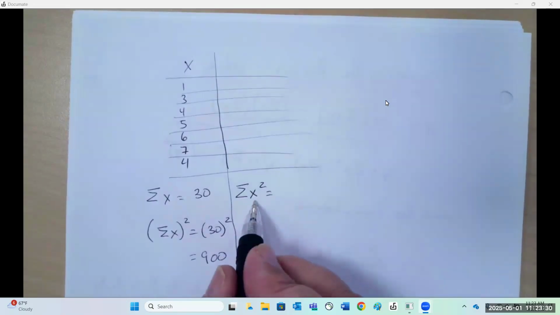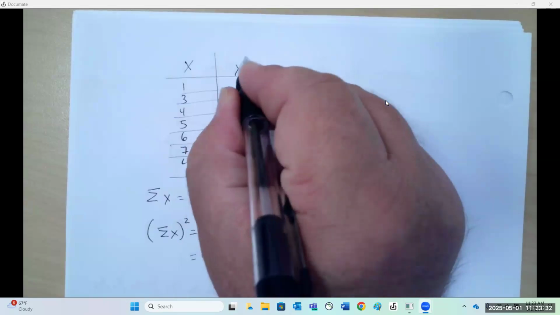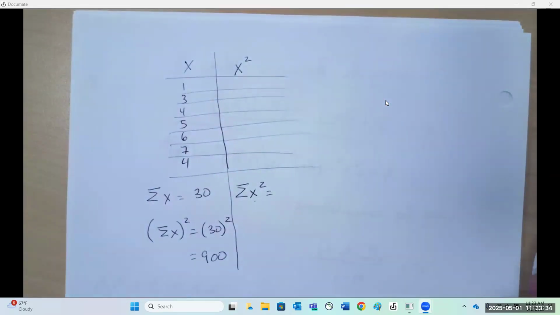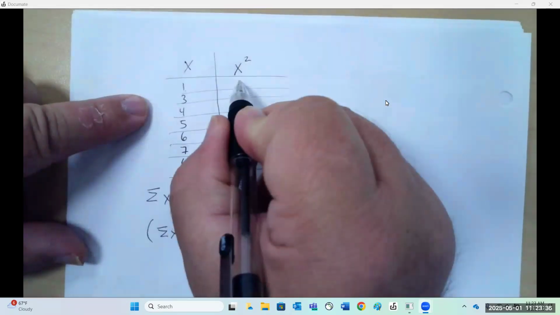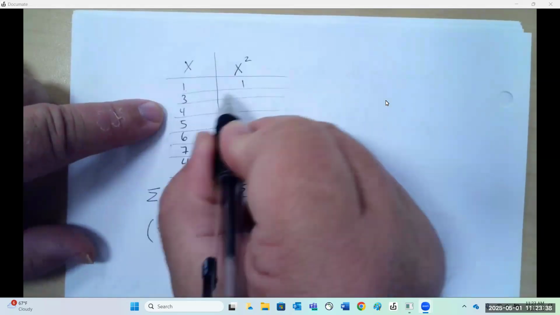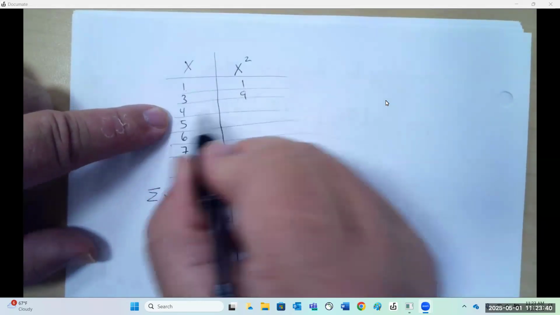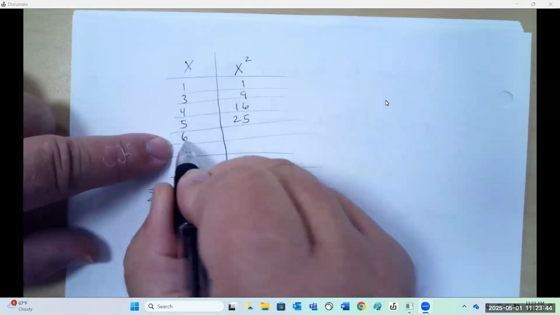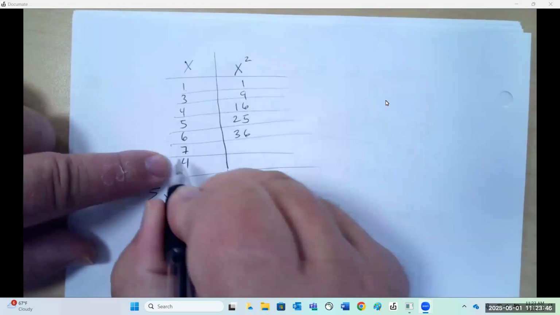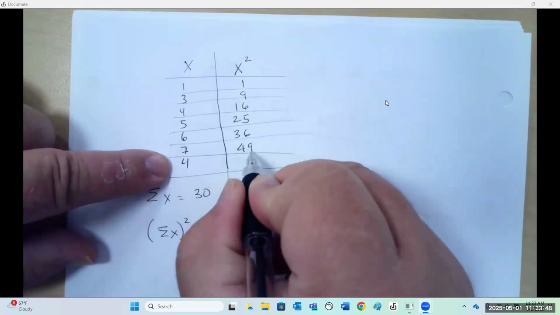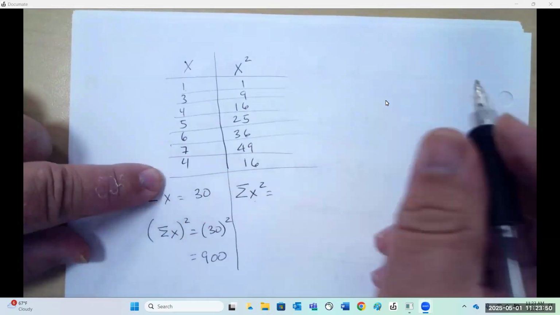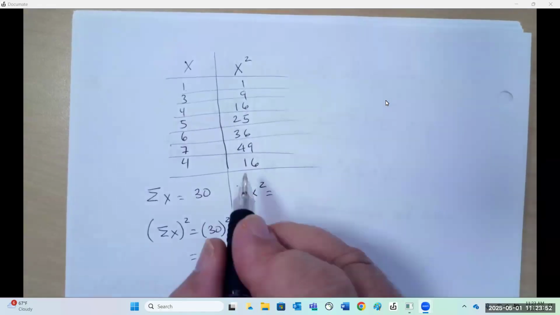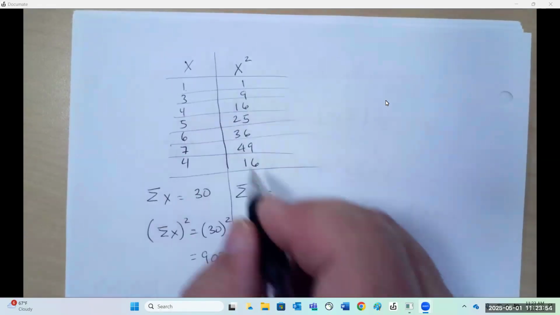What this one says is I have to square my x's first. These are my x's. I square them. So it's 1. 3 squared is 9. 4 squared is 16. 25. 36. 49. 16. Now, all I got to do is just add up those.